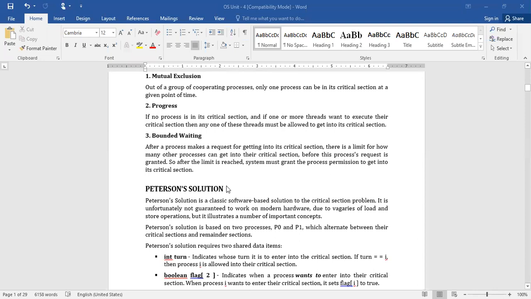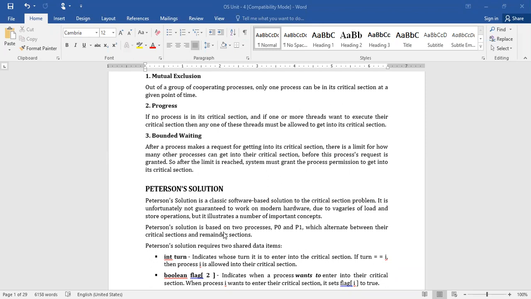One of the solutions for the critical section problem is the Peterson solution, named after the gentleman who provided a solution at the beginning. It is a software-based solution to the critical section problem. He considered only two processes, say for example P0 and P1, for the execution, which alternate between their critical sections and the remainder sections. So they shift from P0 to P1 and P1 to P0.